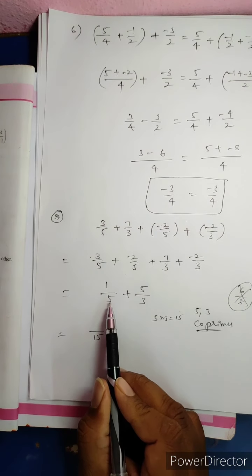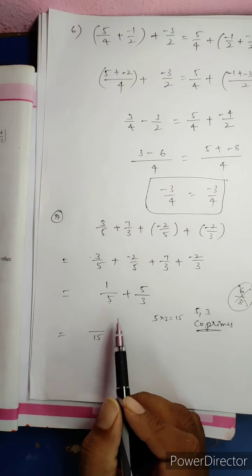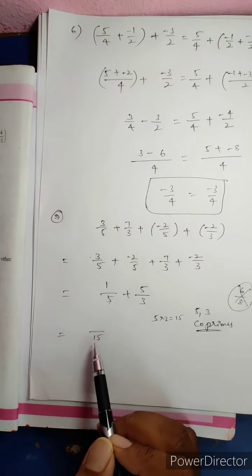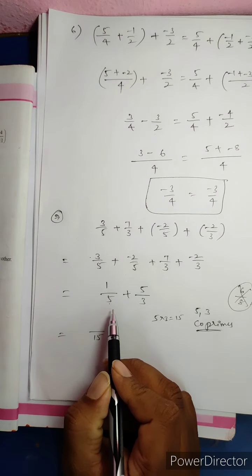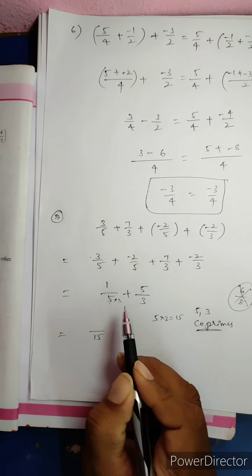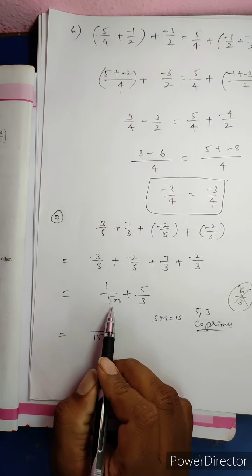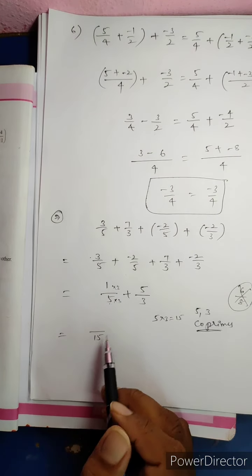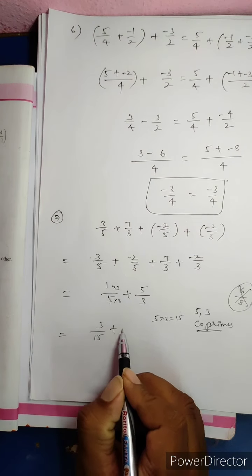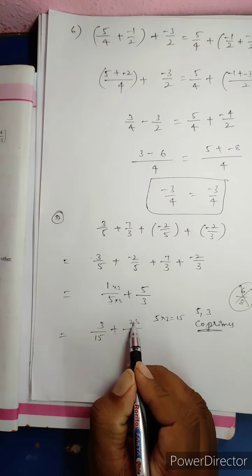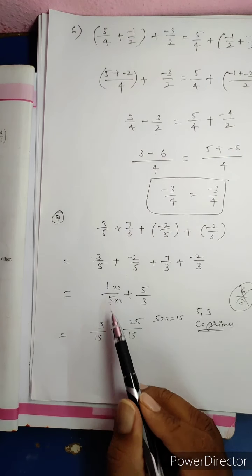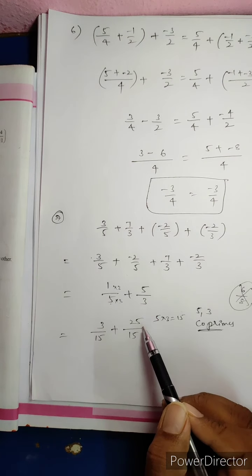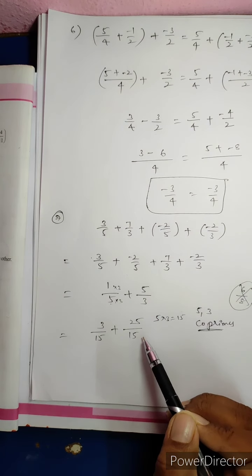Now change this 5 as 15. Means write the equivalent fraction of 1 by 5 with denominator 15. Which number is needed to change 5 as 15? 5 3s are 15. If you multiply the denominator, then you must multiply the numerator also. 5 3s are 15, 3 1 is 3. Now 3 5s are 15, 5 5s are 25. 1 by 5 and 3 by 15 are equivalent fractions. 5 by 3 and 25 by 15 are also equivalent fractions.